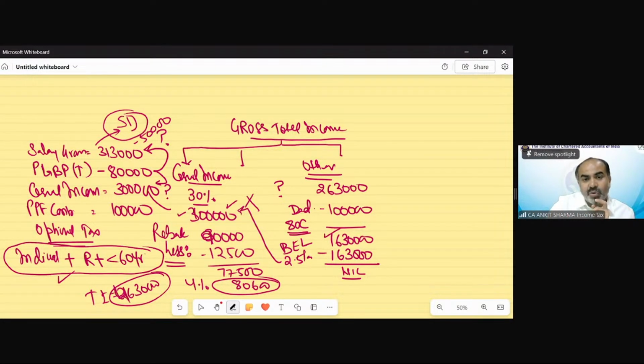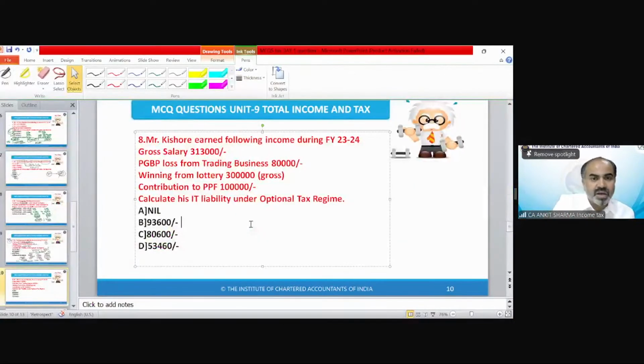My TI is 4,63,000, which is less than 5 lakh. So we can claim the rebate of 12,500 rupees. On 77,500 rupees, we have to apply cess, that is 4%. And after that, we'll find out our tax, that would be 80,600 rupees. Option C is the correct option.